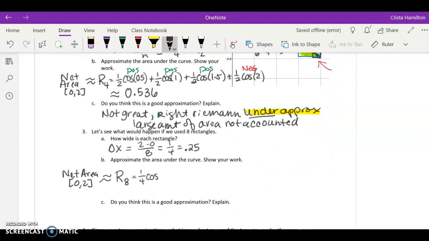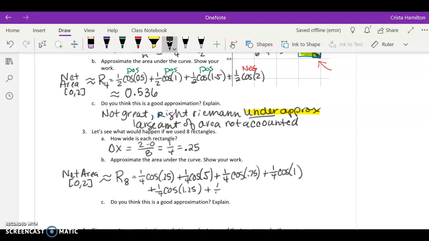Our first one would be at 0.25 plus 1/4. Our next one would be at 0.5, and so on. As you're getting into the flow of filling these in, especially if you're on the AP, make sure that you're counting how many rectangles you have, because you get in the flow of writing this down and forget when to stop. I'm going to come down here below for the next 4, because that way I want to make sure I have 8 rectangles. So we would have cosine of 1.25, cosine of 1.5, cosine of 1.75, and then cosine of 2.